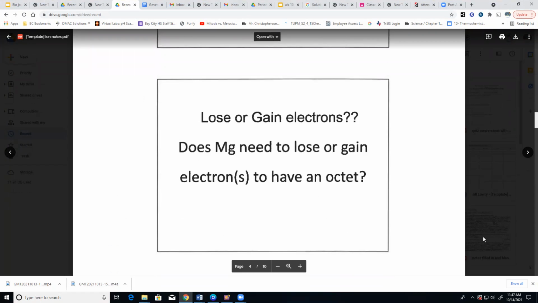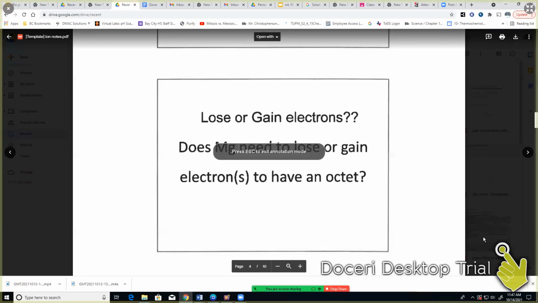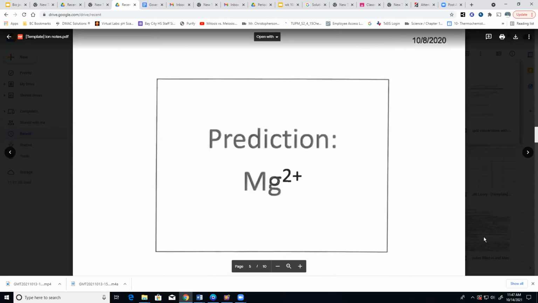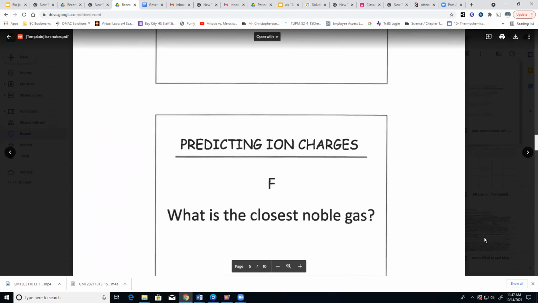All right, I think we probably have already answered some of these things along the way. So we said it needed to lose electrons. Yeah, we said that a couple of times. We just jumped ahead of ourselves. And we predicted and it was a +2.